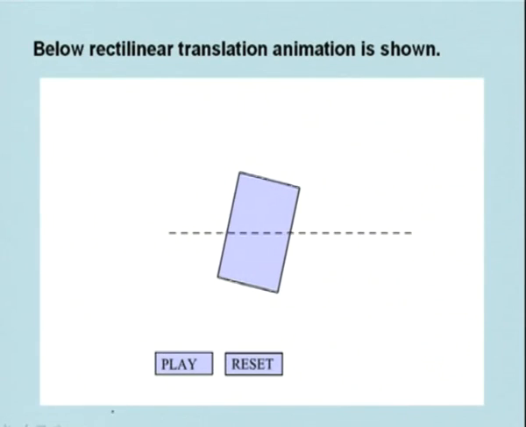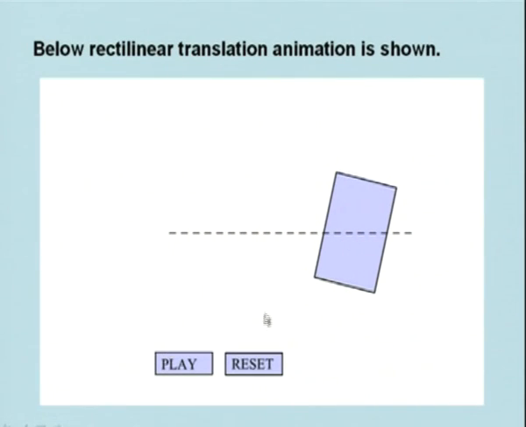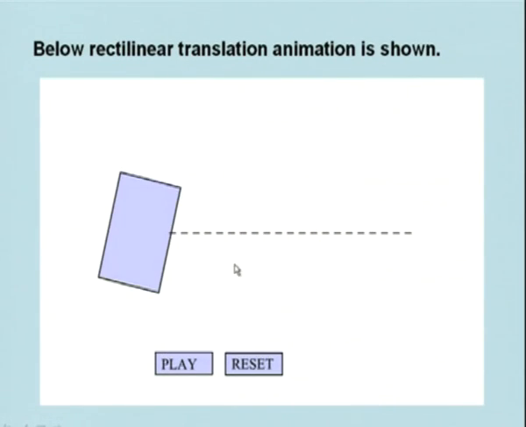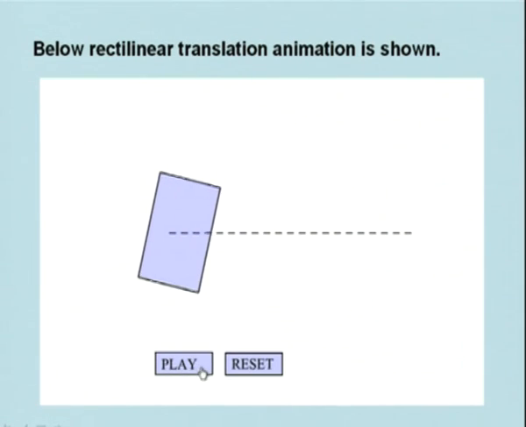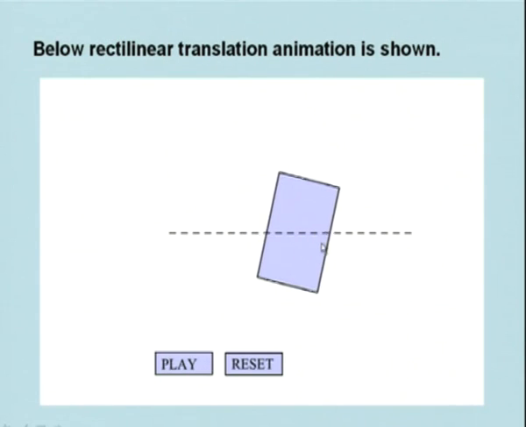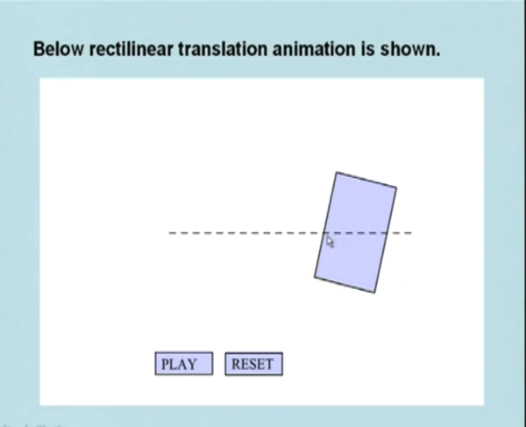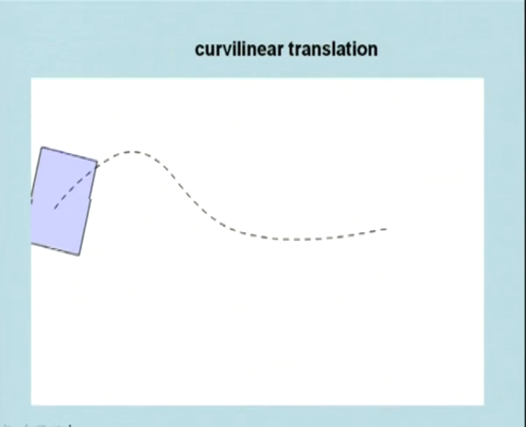Now I am showing one animation for rectilinear translation motion. See, here any particle of the body is moving in a straight line. The particles here are moving in a straight line. Similarly, the particles here are moving in another parallel straight line. So that is the example of rectilinear translation. Now go to the next one.